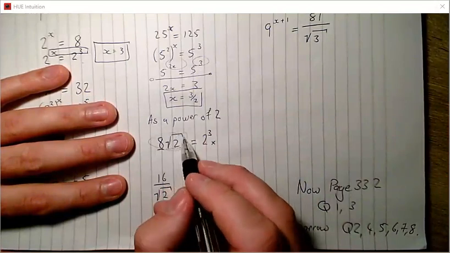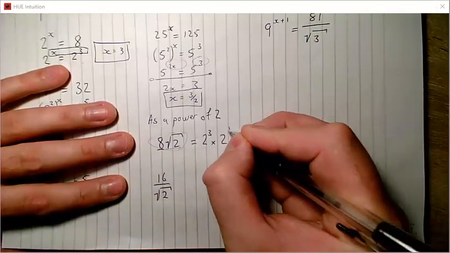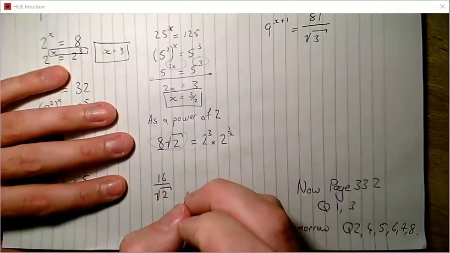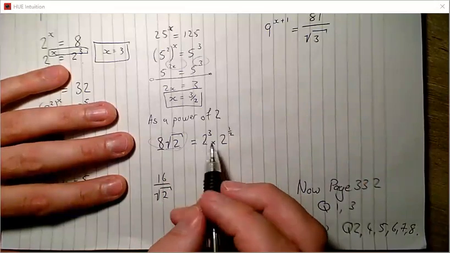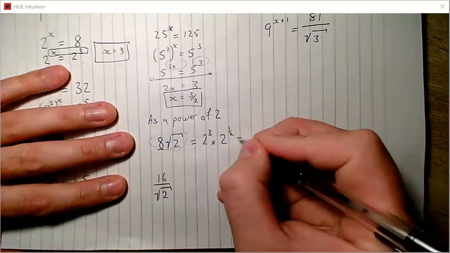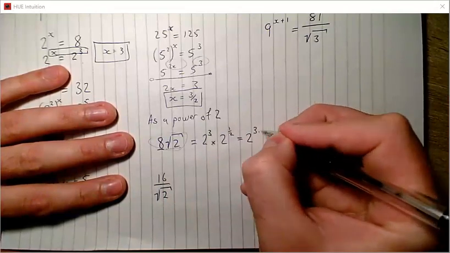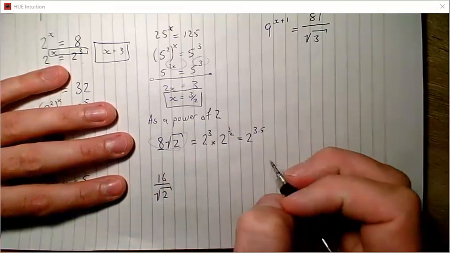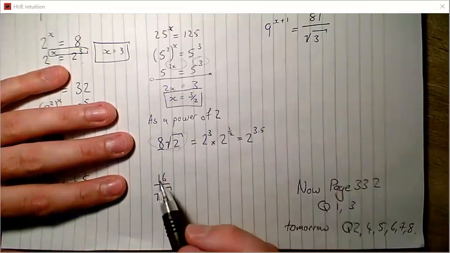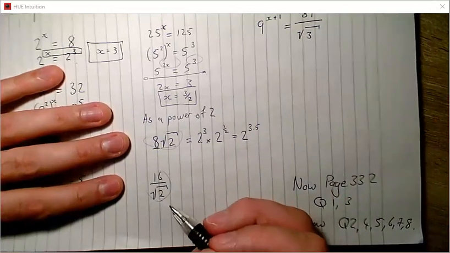Now that's our fractional indices that we saw in the last exercise. That's 2 to the power of 1/2. And then if you go back to our rules, when you're multiplying numbers with the same base, you add the indices. So that's 2 to the power of 3.5. Okay, this one here, you might try it yourselves if you think you can.